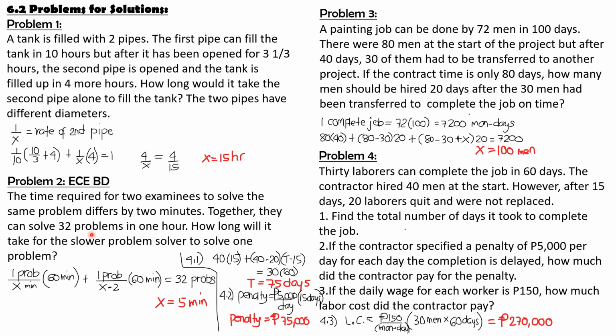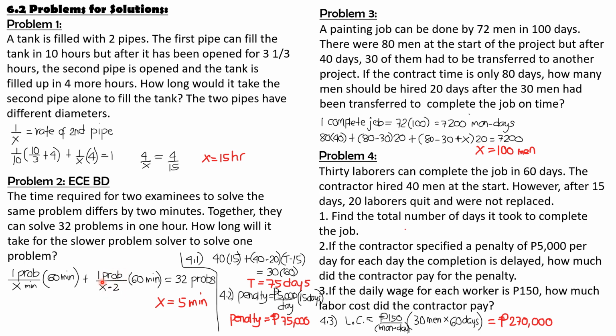Then together, the two examinees can solve 32 problems in 1 hour, and 1 hour is 60 minutes. So for the slower problem solver, one problem in x minutes times 60 minutes plus one problem. This is the faster problem solver examinee.